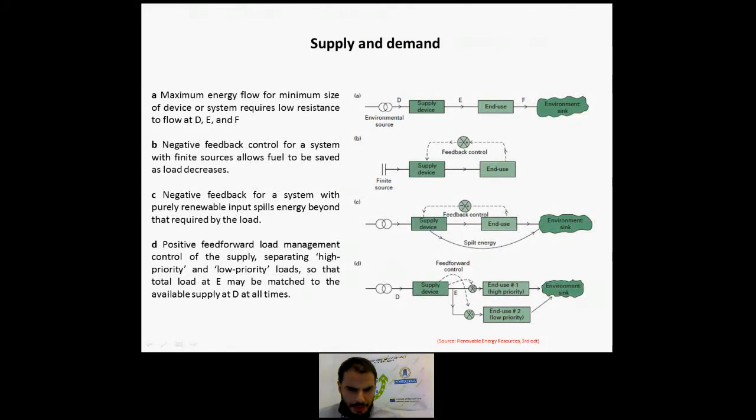This symbol, sorry, that means energy current source, while this symbol here should be a control device. Here we can see the energy flow. Okay, these are the symbols mainly.